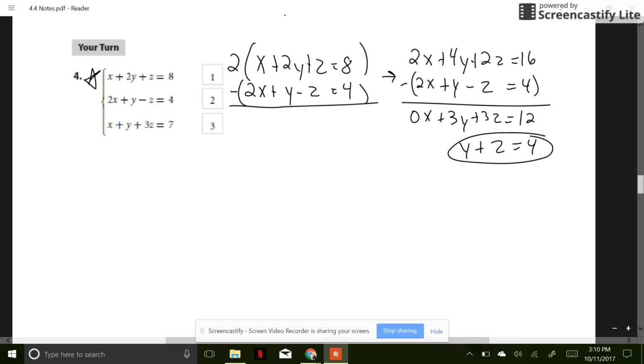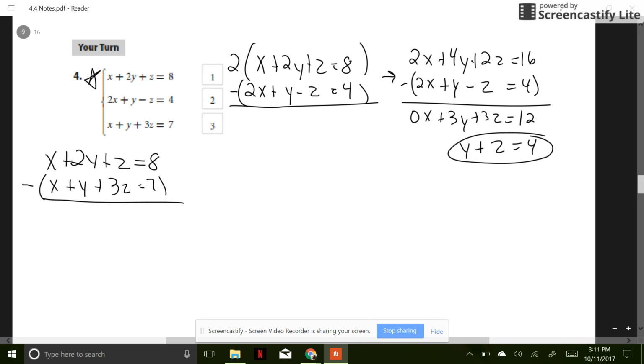Similarly, we'll look at 1 and 3 together. Luckily, those coefficients for the x's are both 1, so we can just subtract that whole third equation. Again, make sure you're distributing the negative. So x minus x will get us 0x. 2y minus y is y. z minus 3z is minus 2z. And then 8 minus 7 is 1. So we have the equation, oops, I can erase it, y minus 2z equals 1. So now we have two equations in two variables. We can do elimination again.